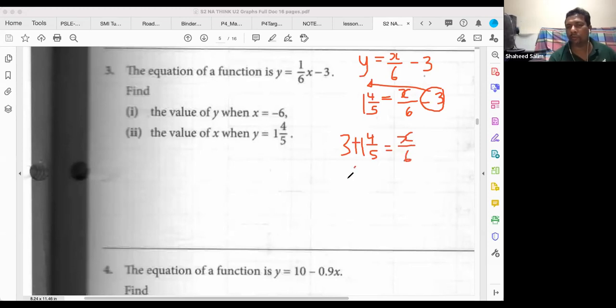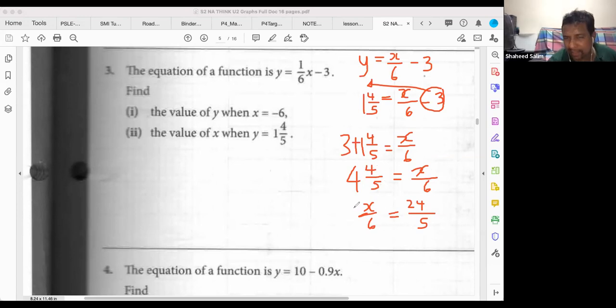So now it's 3 plus 1 is 4. 4 4/5 equals to x over 6. If you want to change it to improper fraction to look at the working, great. I will show you now. Okay, when we change it to improper fraction, we can see the working clearly. So what is this? 4 times 5, 20, plus 4, 24. So it's 24 over 5. Don't get confused. I'm just putting it like that. x over 6 is equals to 4 4/5. What is 4 4/5? 4 times 5, 20 plus 4, 24.